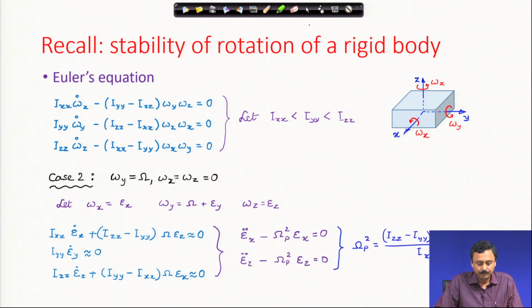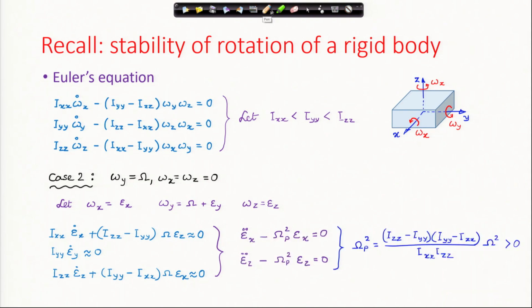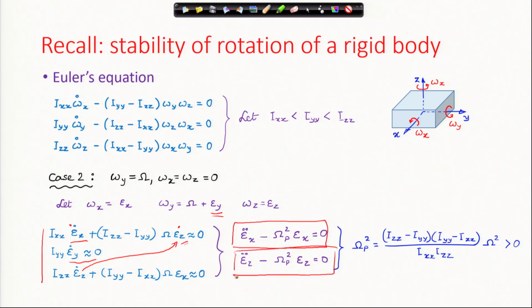We can recast these three equations. What this equation tells us is that epsilon_y, the perturbation in the spin direction, is not going to change in the first order. The other two equations are coupled. What I can do is take one more derivative of the first equation and use epsilon_z dot from the third equation to get a self standing equation in epsilon_x. Similarly, I can do it for the third equation.